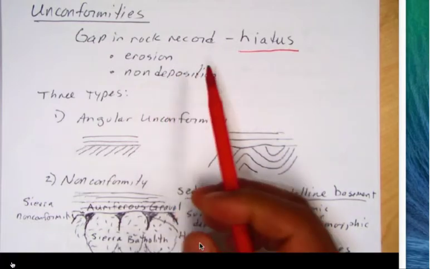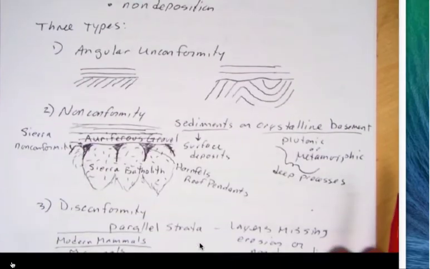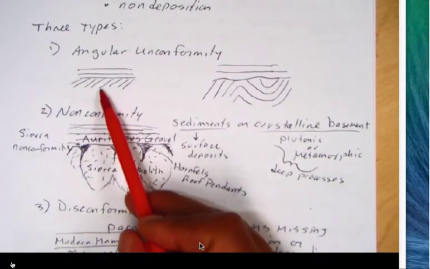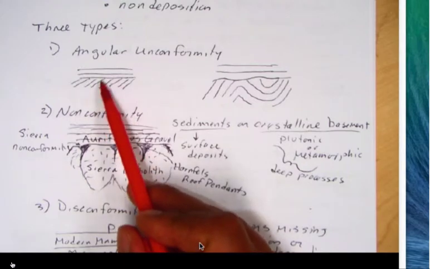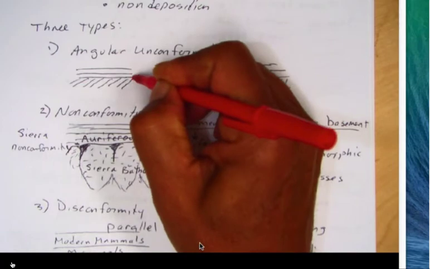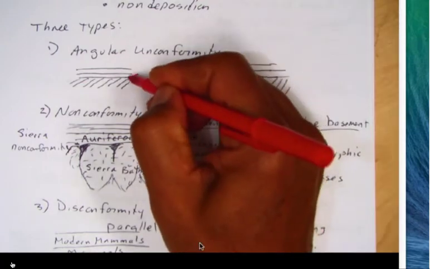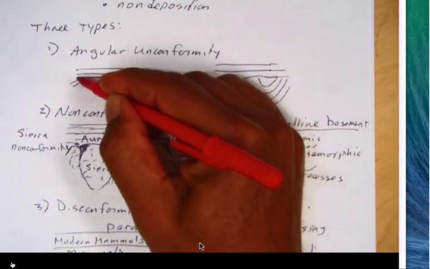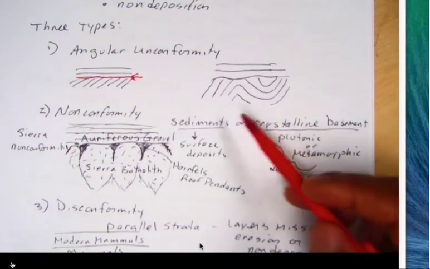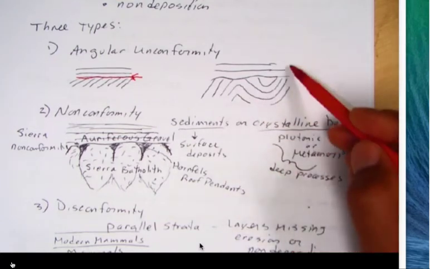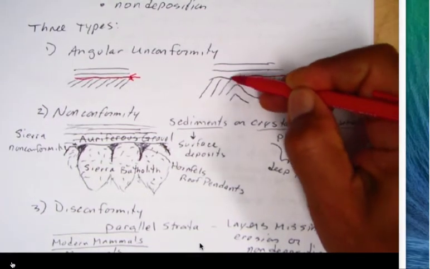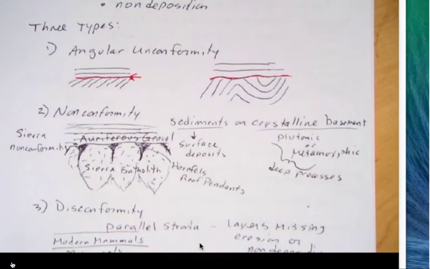So there are three types of unconformities. Three types. There's an angular unconformity, and so note that the angular unconformity will have strata tilted at different angles. So the unconformity is right here, right? That would be the unconformity, this boundary or contact between the strata that's horizontal and the strata that's tilted, right? And then here we have some folded strata, but then we have horizontal strata. So again, this becomes the unconformity right there. So that would be the angular unconformity.